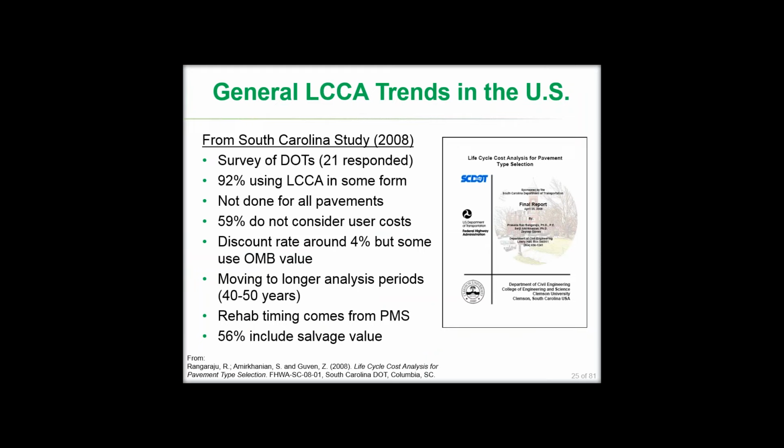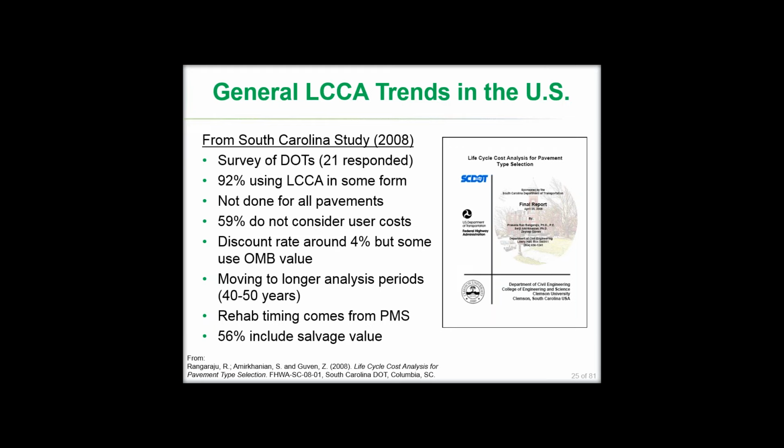It's not done for all pavements and all projects, not at all by any stretch of the imagination, but it exists in these DOTs. A little over half don't consider user costs, so they just consider cost to the agency. Discount rates that are used are typically still around 4%, but some use OMB values, which currently are lower than that. I'll show you that in a sec.